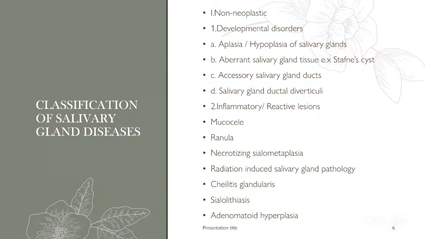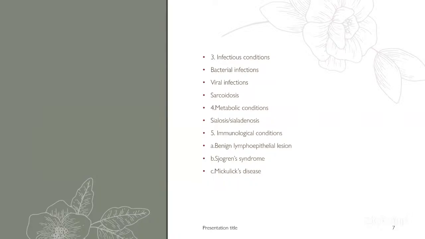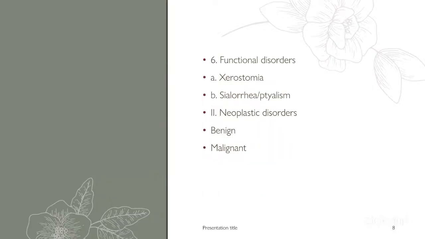Now moving on to the classification of salivary gland diseases. So you have developmental disorders, which include aplasia, hypoplasia of the salivary glands, accessory ducts, etc. And then inflammatory and reactive lesions, which include mucocele, ranula, sialolithiasis. And you have infectious conditions, which include bacterial, viral infections, and metabolic conditions like sialosis or sialadenosis, immunological conditions, which include Sjogren's, Mikulicz's disease, and functional disorders like xerostomia, sialorrhea, and neoplastic disorders. You have various benign and malignant tumors.